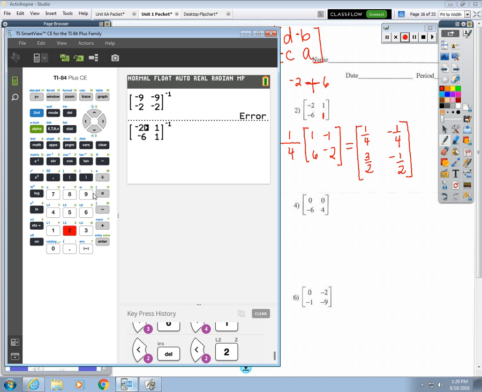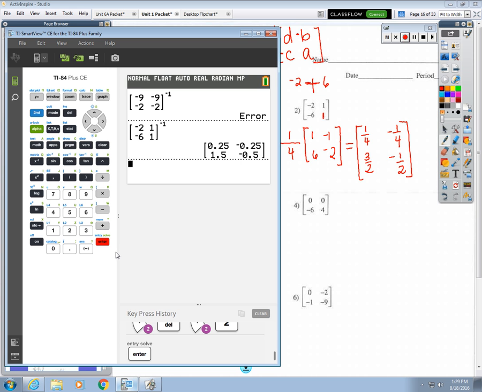And then always go and check it. -2, positive 1, -6, positive 1. And now it's already got the inverse thing in there. Hit enter. Now, it looks a little different than my answer when I did it by hand because I left mine as fractions, and this is decimals.